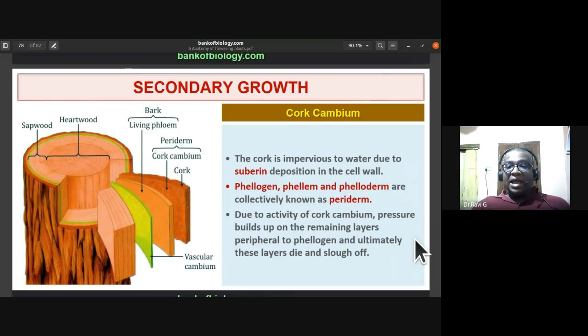Due to the activity of cork cambium, the pressure builds up on the remaining layers. What are the remaining layers? The remaining layers peripheral to phellogen are the cork or phellem, and ultimately these layers die and slough off.